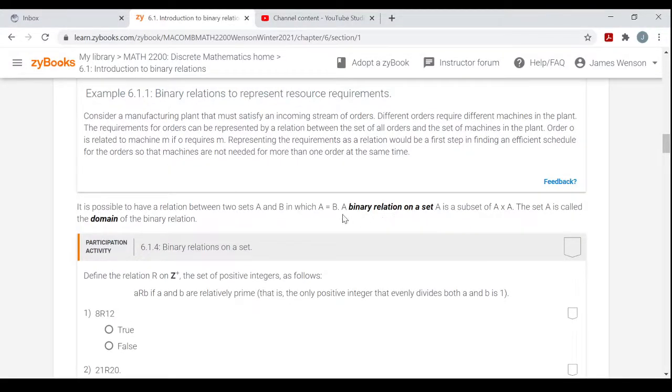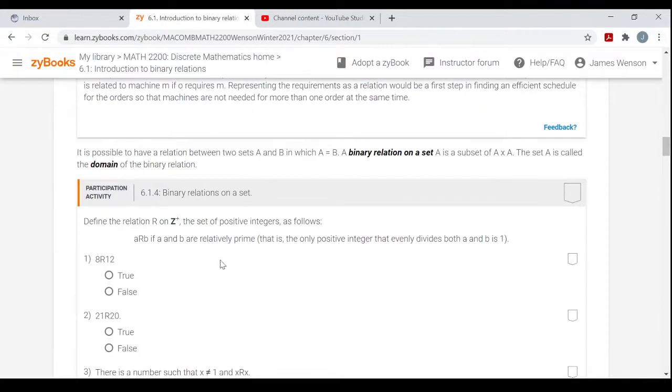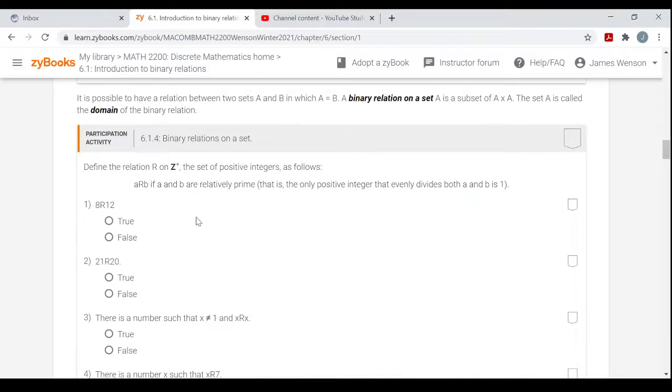If that's the case, they call that a binary relation on a set A. So that's from set A to set A again. And it's a subset of A cross A, or A squared. And the set A is called the domain of the binary relation. Now, for these, the arrow diagrams change a bit. They're going to be drawn as what are called directed graphs or digraphs. We'll see that in a little bit. And I'll show you here with this.